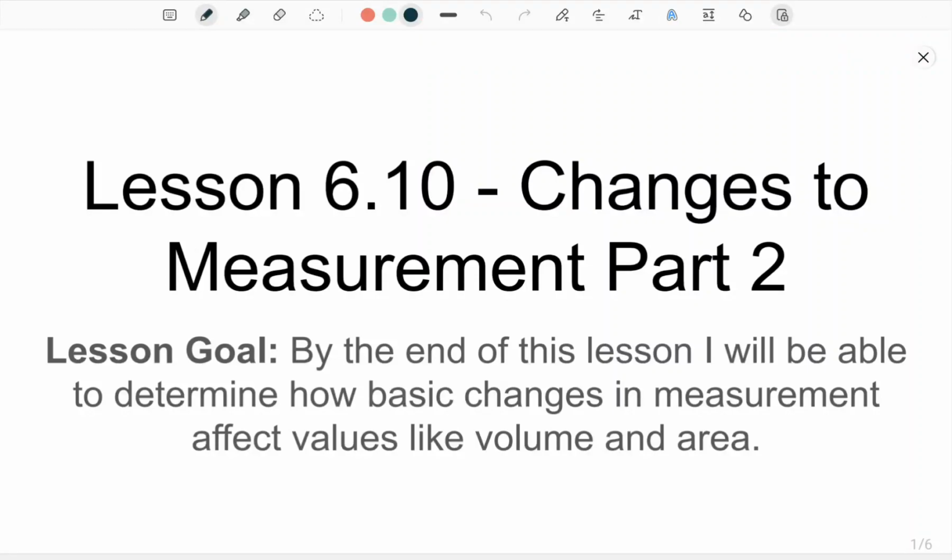All right, so let's begin. So we're going to take a look at more changes to measurement, as in what happens if we change one of the dimensions of a shape. How do things like area, volume, perimeter, surface area, whatever it might be, how are those affected?